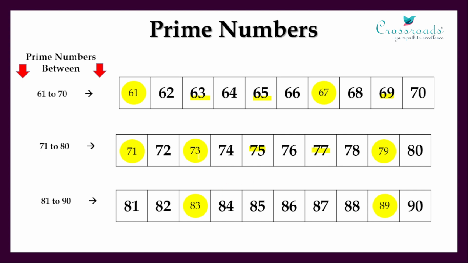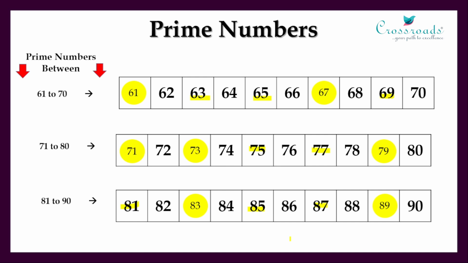81, 87 and 85. So 81 is again a multiple of 3. 3 into 27 becomes 81. And also 9 nines are 81. So 81 has many factors. So it's a composite number.